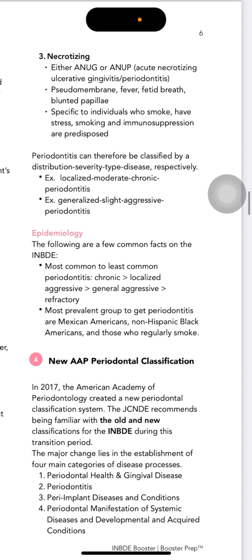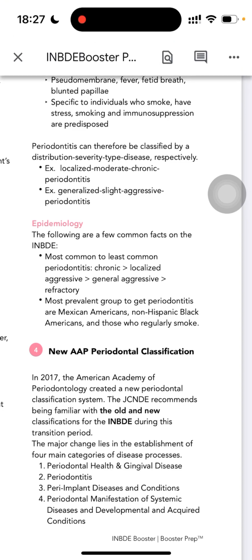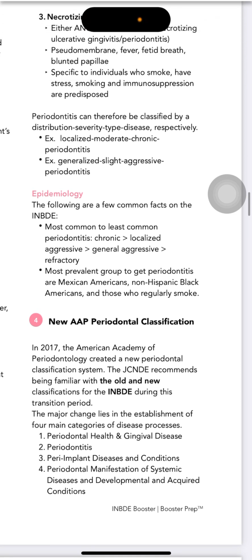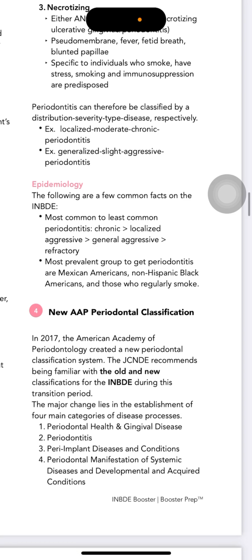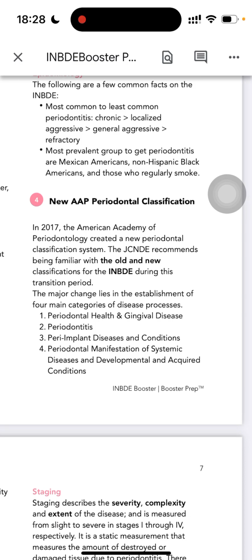Epidemiology. The following are a few common facts on the INBDE. Most common to least common periodontitis: chronic localized, aggressive, generalized aggressive, refractory. The most prevalent groups to get periodontitis are Mexican Americans, non-Hispanic Black Americans, and those who regularly smoke. New AAP periodontal classification.